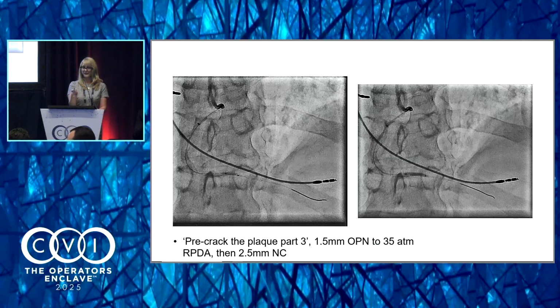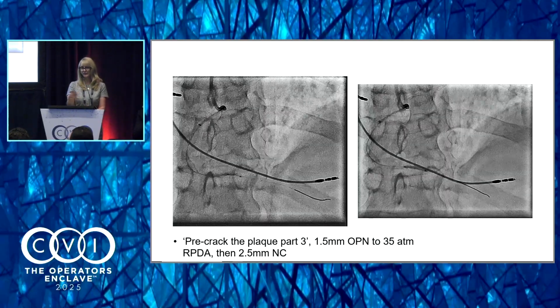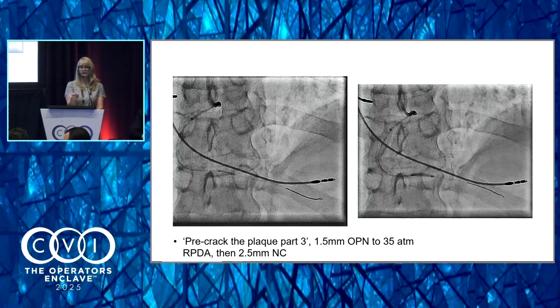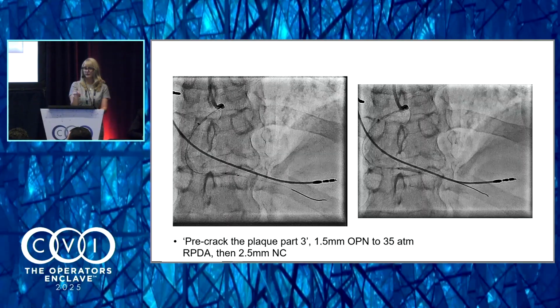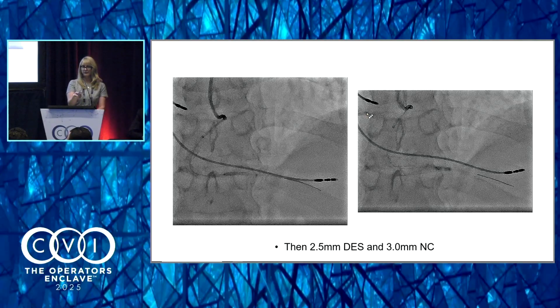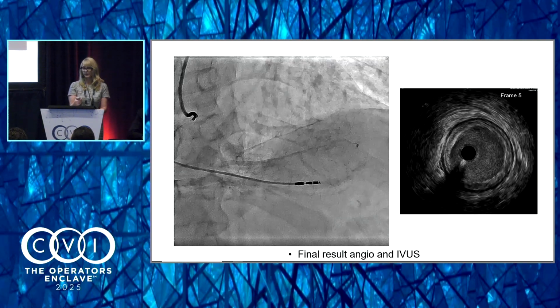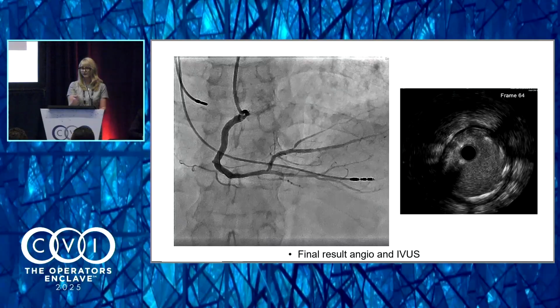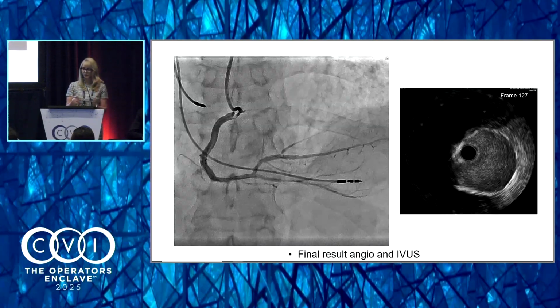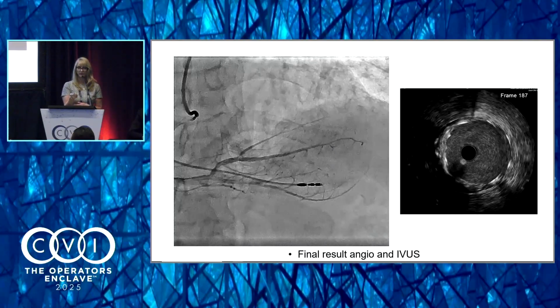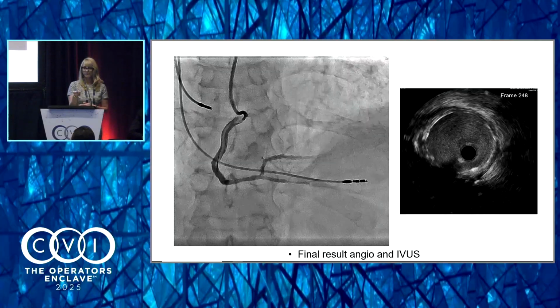Then I went down to the PDA and did the same thing. I took a 1.5 OPN up to 35 atmospheres, post-dilated with a 2.5 NC, placed my 2.5 stent, and dilated it with a 3.0 NC. And this is the final angiographic result for the patient. I do have a complete IVUS there that shows good stent expansion and apposition throughout the vessel. And that patient has done well.